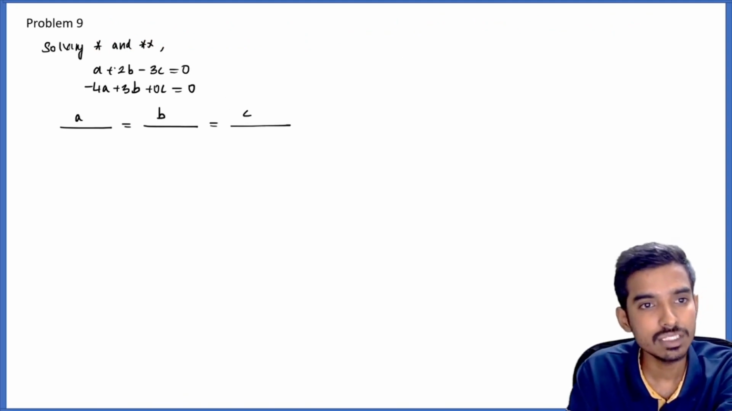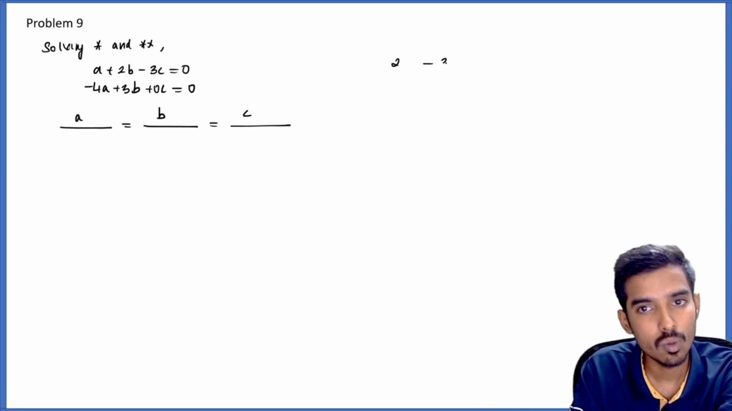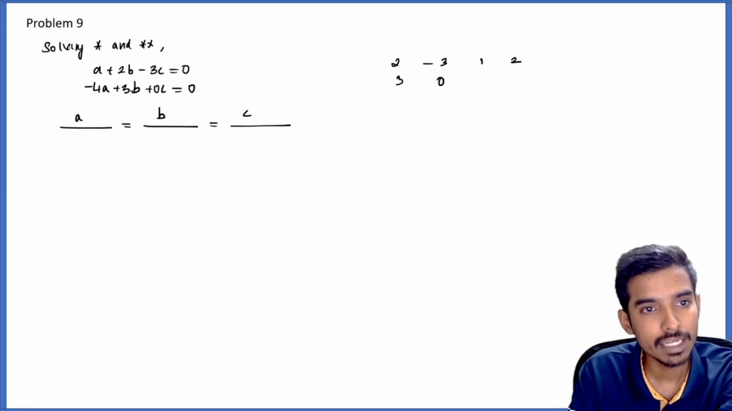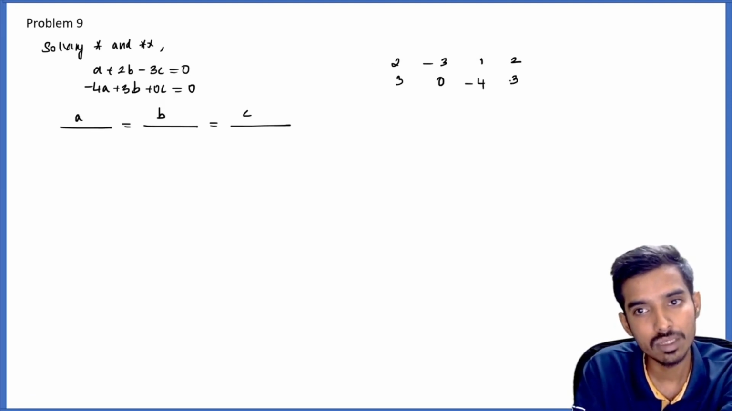So we just start with this term. So 2, minus 3, 1, 2, right? Then 3, 0, minus 4, 3, right? Minus 4, 3. This is A, this is B, this is C.